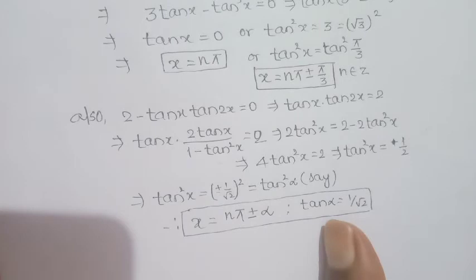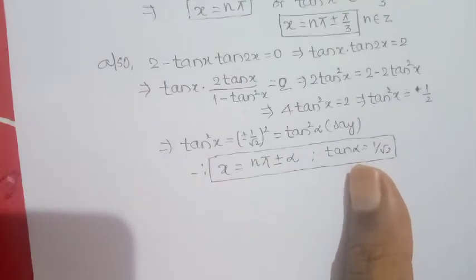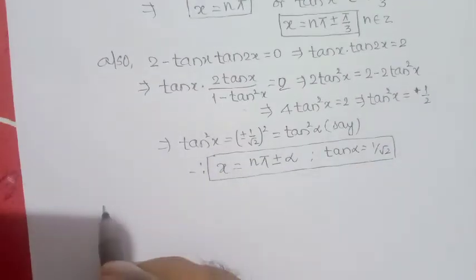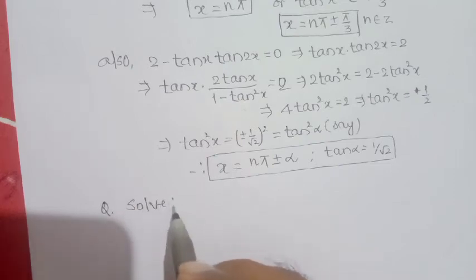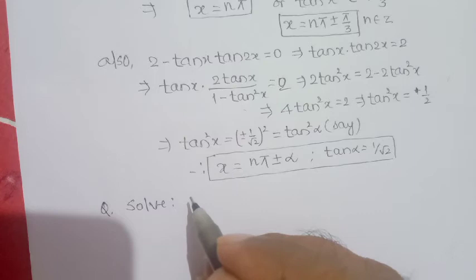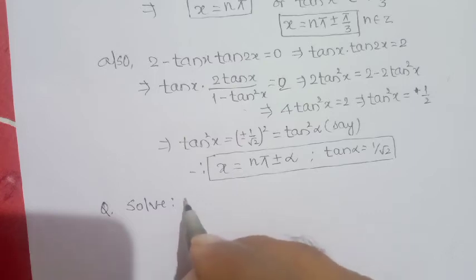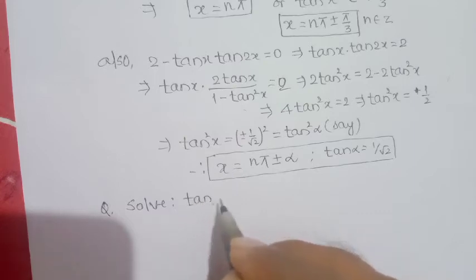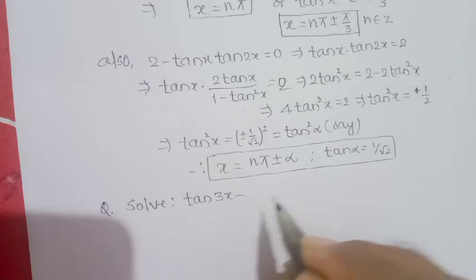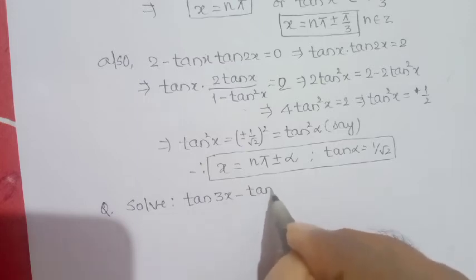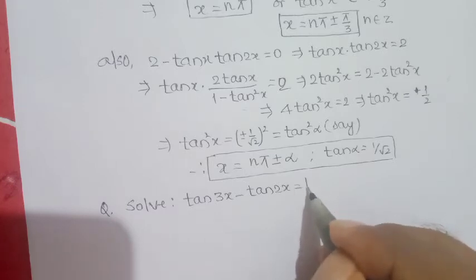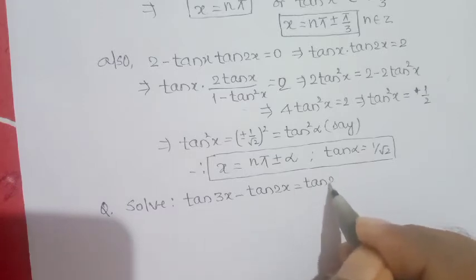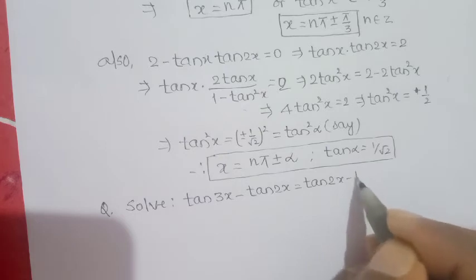Now write down another question. Your next question is: solve tan 3x minus tan 2x is equal to tan 2x minus tan x.